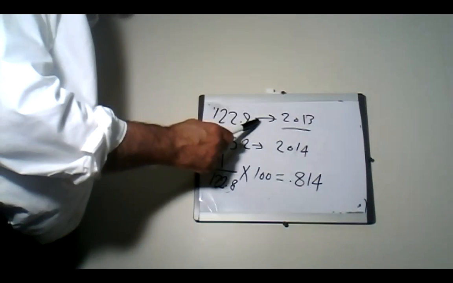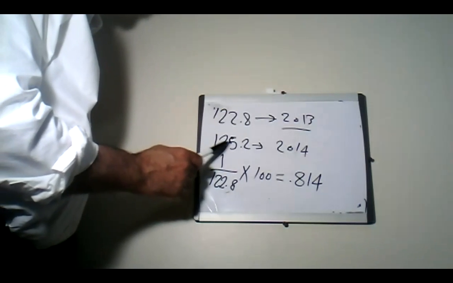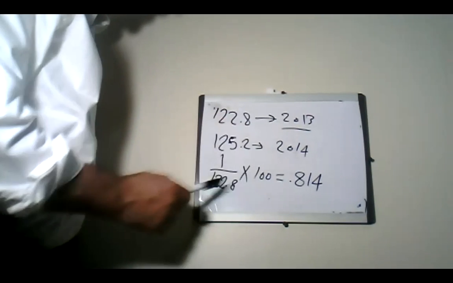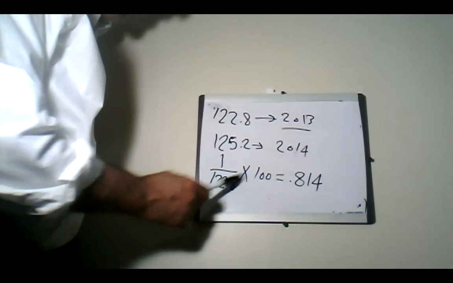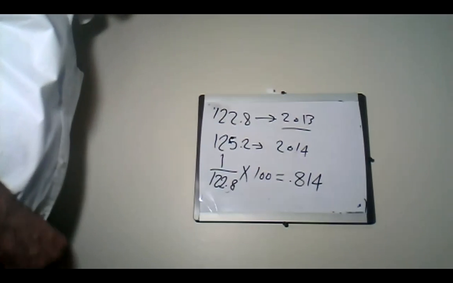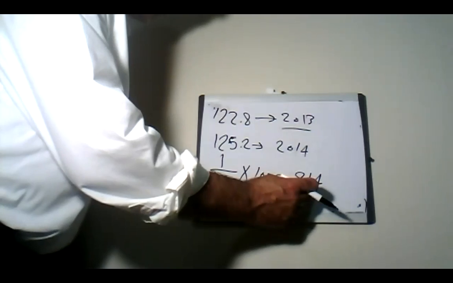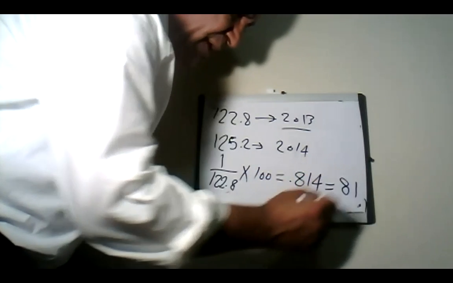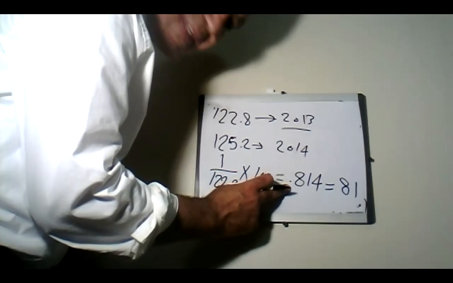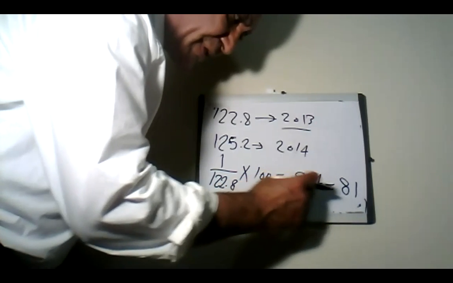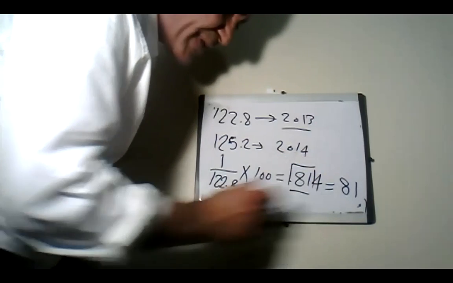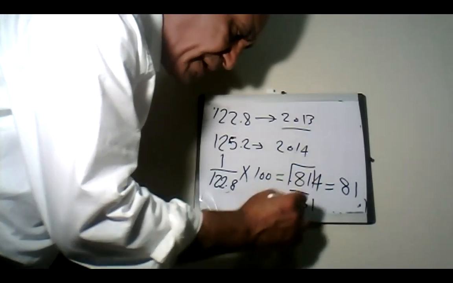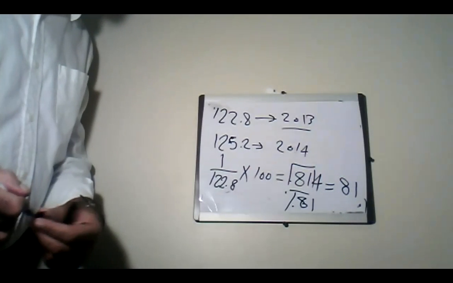See, the CPI was 122.8 in 2013 and 125.2 in 2014, and I want to check the purchasing power. So the purchasing power of 2013 will be 1 by 122.8 by 100. It will give me 0.814. Now, this 4, I won't round it, because 4 is less than 5. I take 2 numbers after the decimal point, and neglect the 4 because 4 is less than 5. Rounding now, all will come to 81%. That was in 2013.